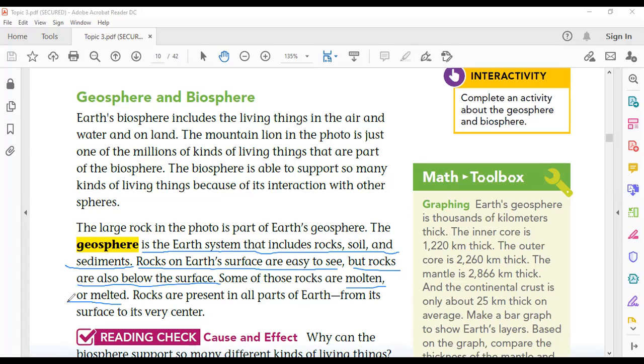And when the volcano erupts, fine. So all rocks, soil, and sediments on the Earth's surface and below the Earth's surface are parts of the geosphere. The geosphere is one of the Earth systems, the part that is non-living. Rocks are present on all parts of Earth, from its surface to its very center.